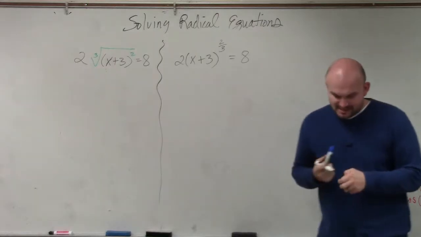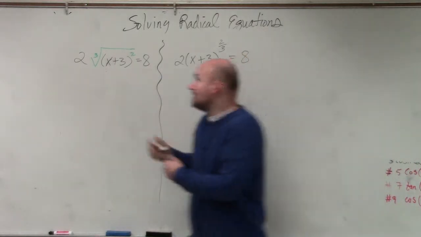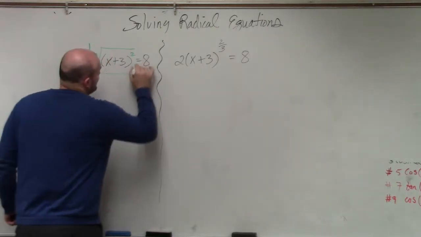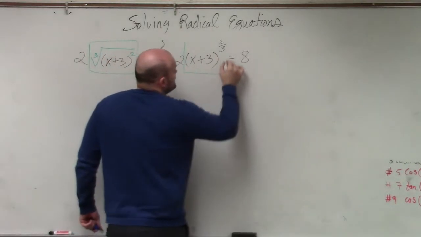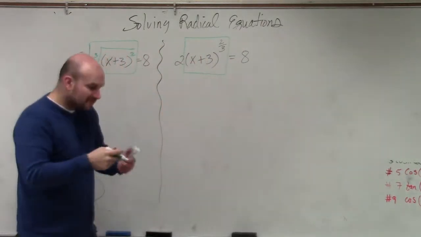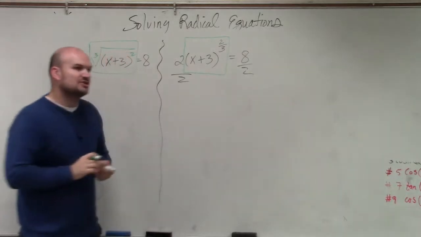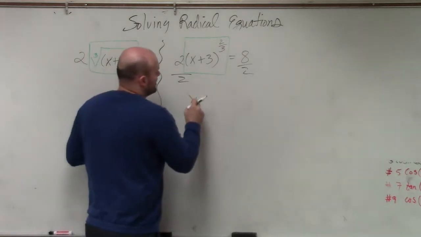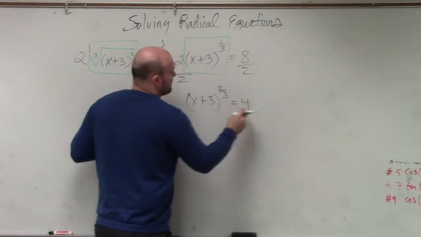Now, the only difference is, if I was going to solve this, again, the same step would be applied, right? What is the first thing you want to do? Divide by 2. Well, guess what? It doesn't matter, guys, if it's a rational power or not. The first thing you're going to want to do is isolate your radical or your expression raised to a rational power. So I have x plus 3 to the 2/3 equals 4.